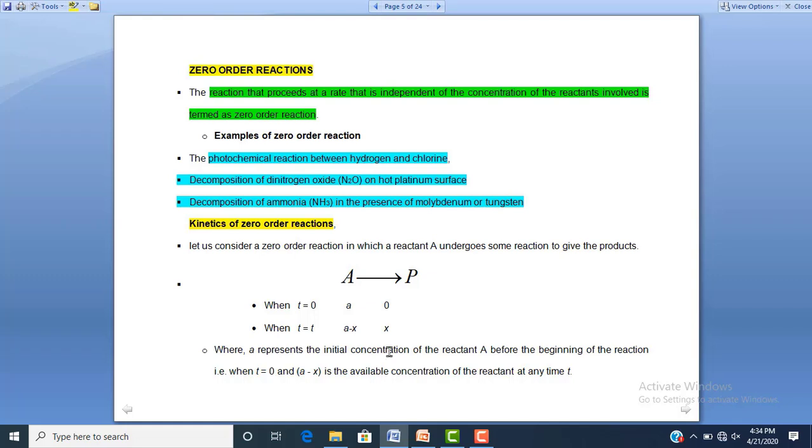How has this x been produced? Obviously, this x has been produced from A, so the remaining concentration of reactant A is a minus x, where a represents the initial concentration of the reactant A before the beginning of the reaction when t is equal to 0, and a minus x is the available concentration of the reactant at any time t.